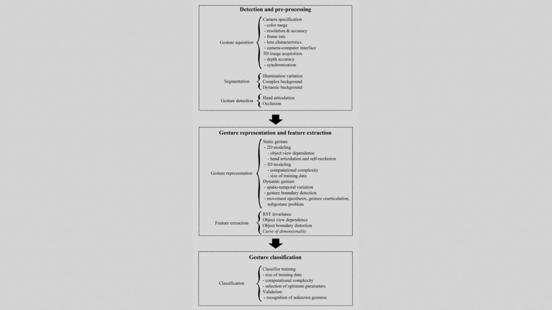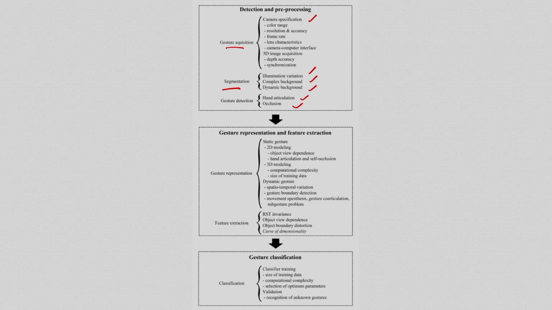So in summary, I am showing in this figure the major challenges of gesture recognition. The first one is gesture acquisition, regarding the camera specification, color range, resolution, frame rate, lens characteristics, and the 3D image acquisition, depth accuracy, and also the problem of segmentation, like illumination variation, complex background, and dynamic background. For gesture detection, we can consider hand articulation and the occlusion, that is nothing but the self-occlusion.